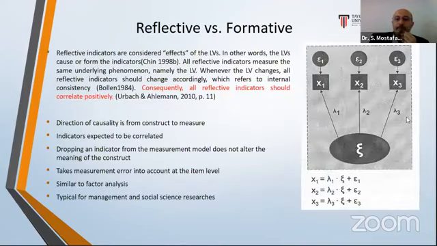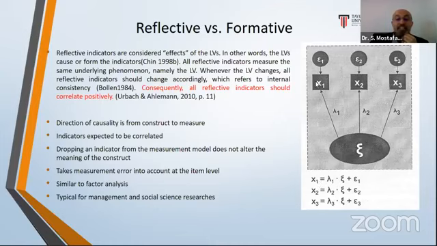Actually, this is the definition of a reflective construct, with a mathematical equation and representation of the reflective construct. In a reflective construct, you can see the direction of the arrow is from construct to items. And here you can see the statistical formula for a reflective construct.